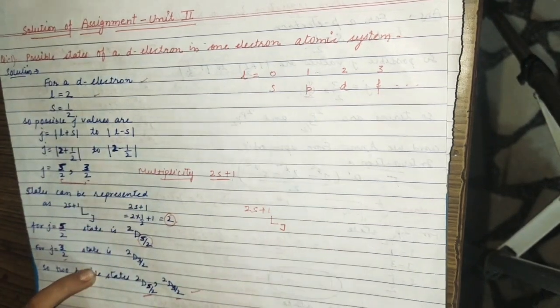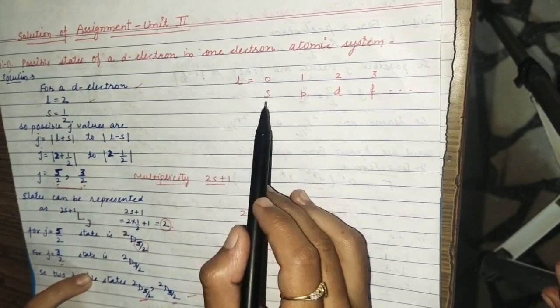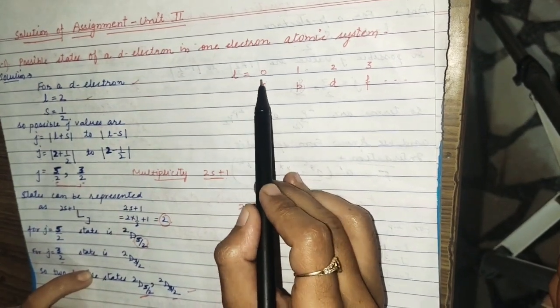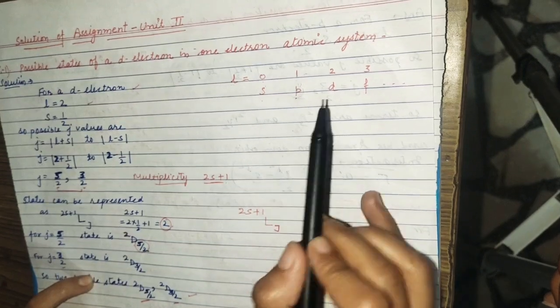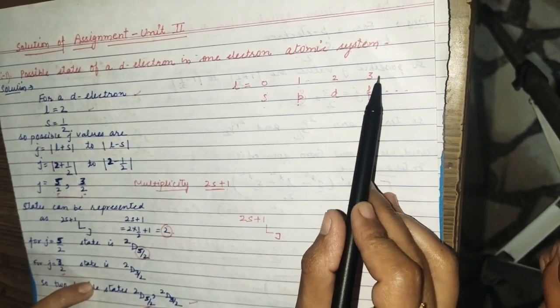Let us discuss the very first question, which was the possible states of a d electron in one electron atomic system. We know that the L value describes the orbit in which the electron is present. If the orbit is S, the value of L will be 0. If the orbit is P, L will be 1. If the orbit is D, L will be 2. And if it is F, then it will be 3.